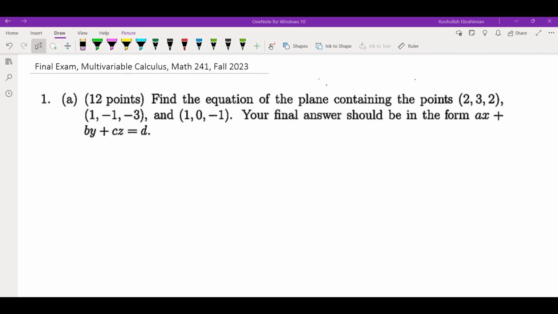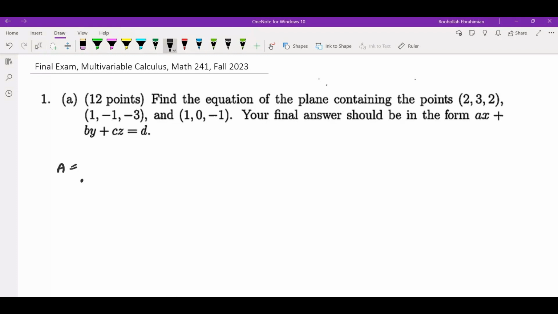Hello, in this video we're going to go over the final exam from fall of 2023 for multivariable calculus. Find the equation of the plane containing these 3 points. Your final answer should be in the form ax plus by plus cz equals d. Okay, so we have 3 points.